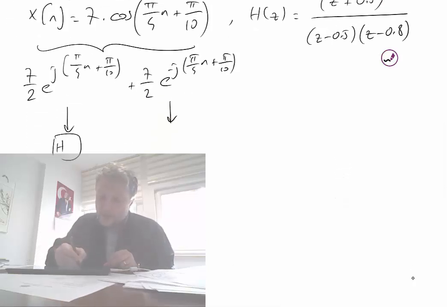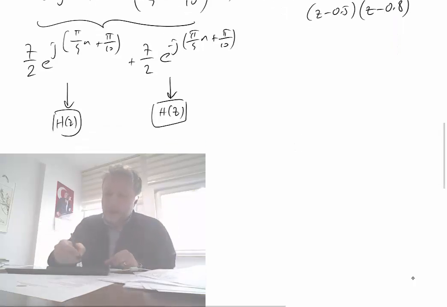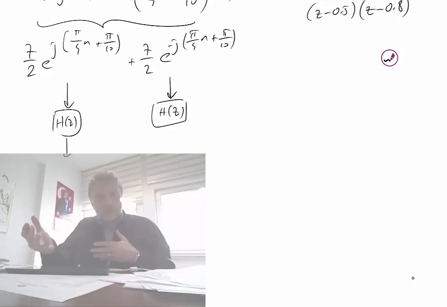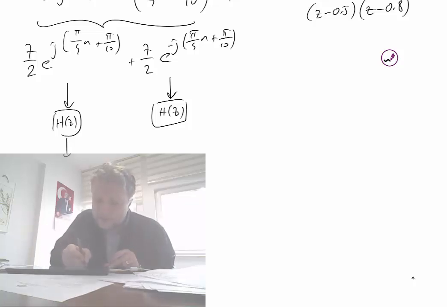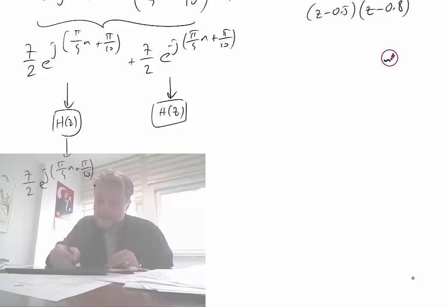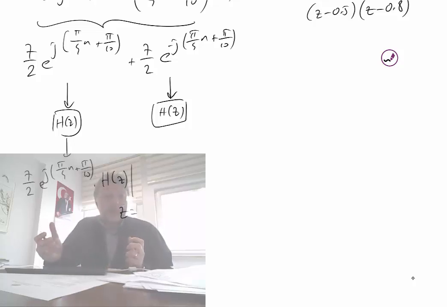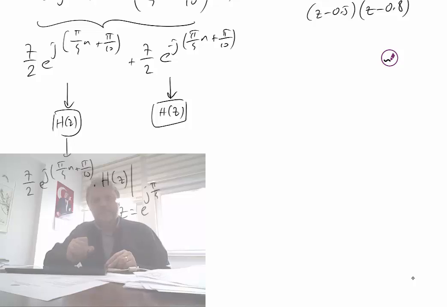When it enters h of z, and this one also, another component goes in, we will then combine the two. This part will produce the same complex exponential. Okay, that's the trick. Exponential, real or complex, whatever, it goes out the same way. 7 over 2 e to the j pi over 4 n plus pi over 10 times, of course, it is scaled by h of z, evaluated at z is equal to what? You must ask yourselves, what is the value of z here? The value of z here is e to the j pi over 4, right?